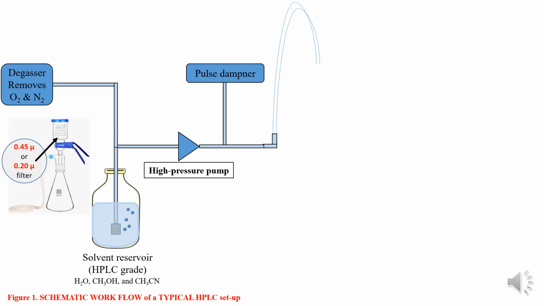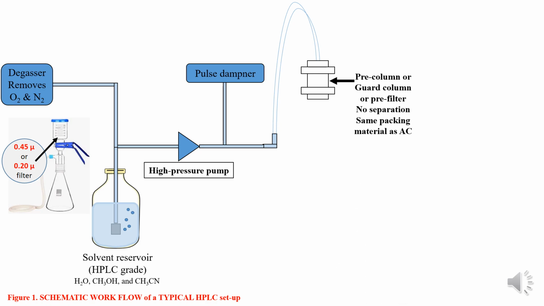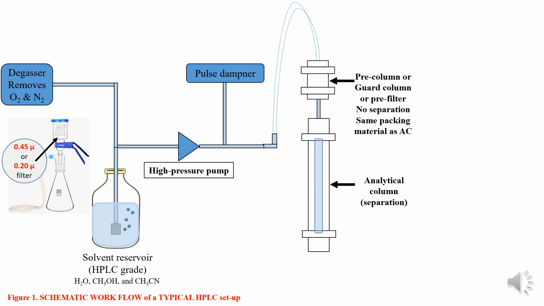So the mobile phase flows through the column at a constant flow rate, and this is aided by the pulse dampener. Now, first, the mobile phase flows through the pre-column. It is called pre-column because the mobile phase enters this column before entering the analytical column where the actual separation takes place. Hence the name pre-column, as the mobile phase enters this column first.